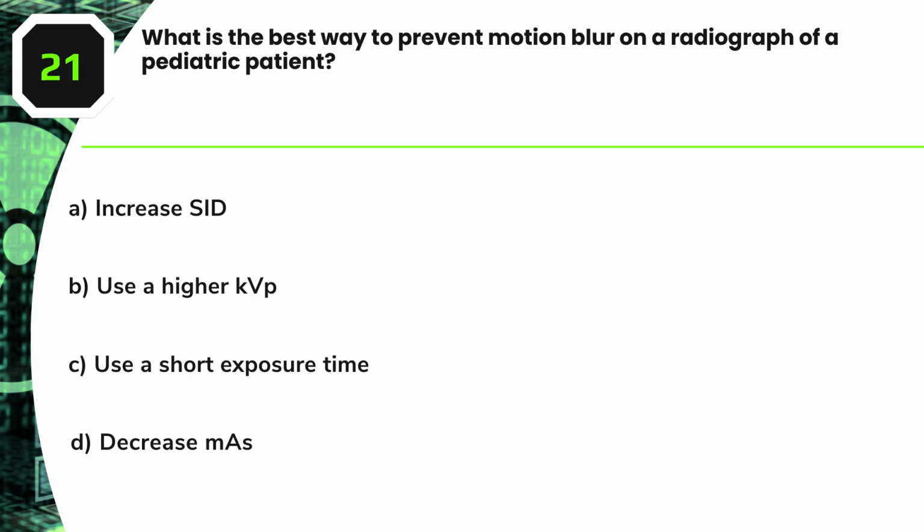Question 21. What is the best way to prevent motion blur on a radiograph of a pediatric patient? A. Increase SID. B. Use a higher kVp. C. Use a short exposure time. D. Decrease mAs.